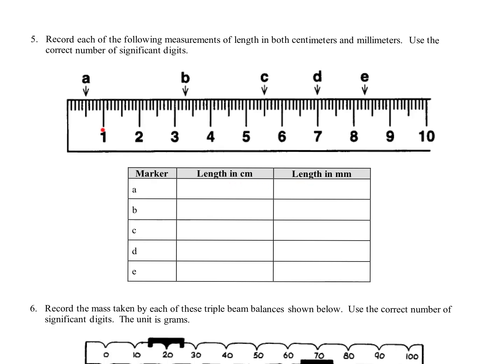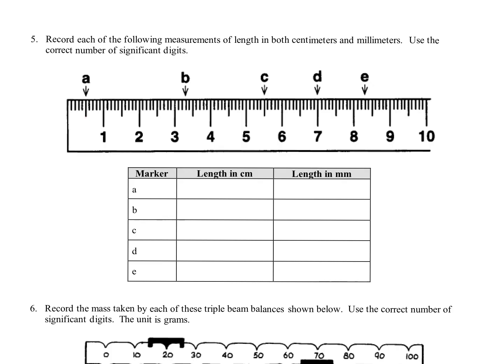So on the ruler here, the big digits, these are the centimeters, okay? And then each of these tiny little lines is a millimeter. So let's do A together. We're gonna look at where the arrow points for A. If this is 0 and this is 1, what is this line right here? Okay, 0.5. How many of you think A is exactly at 0.5?